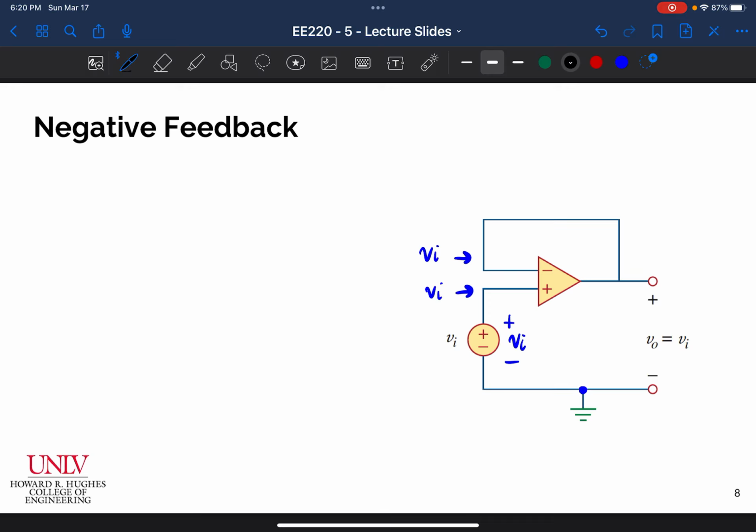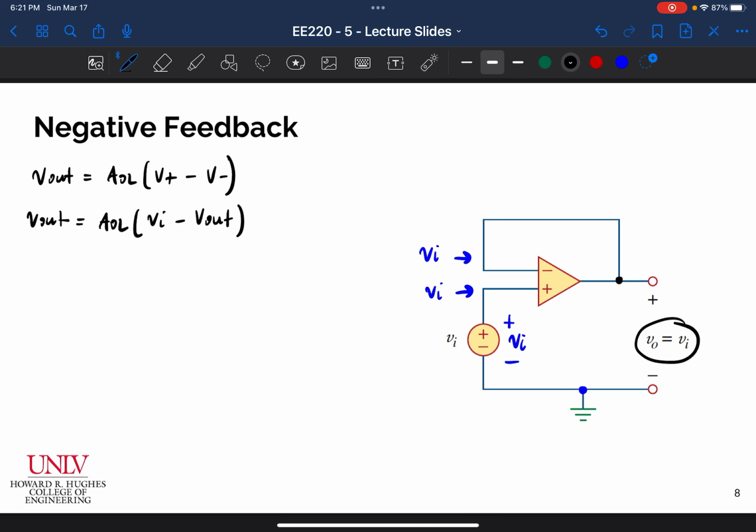I know that for a general op amp, the output voltage is going to be equal to the open loop gain multiplied by the voltage at the plus terminal minus the voltage at the minus terminal, right? Well, in this case, I have my open loop gain multiplied by what voltage is at my plus terminal? Well, it's going to be VI. And what voltage is at my minus terminal? Well, it's going to be whatever V out is, right? My voltage at my minus terminal is equal to V in, but it's also equal to V out, based on this equation here.